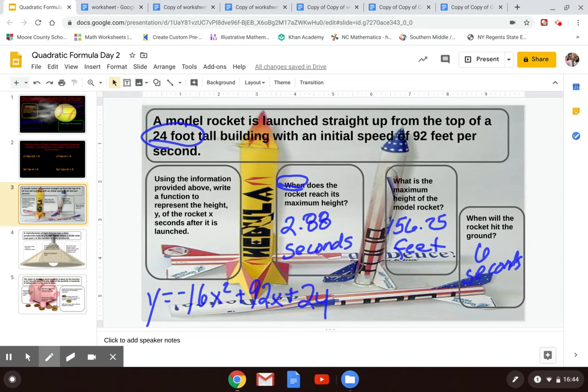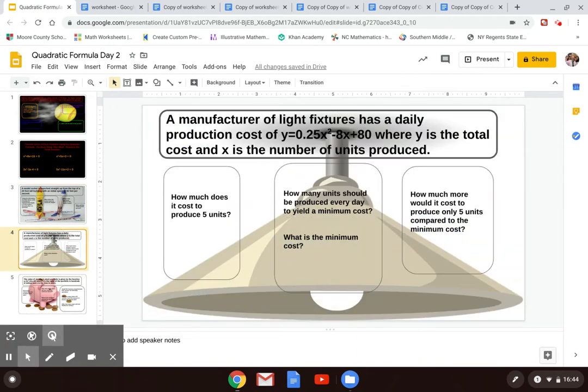Okay, so we've seen how we can use parabolas for projectile motion. So we're going to move on now and see how a parabola can be used for production and manufacturing. All right, so here's my next slide. It says a manufacturer of light fixtures has a daily production cost of y equals 25 hundredths times x squared, minus 8x plus 80, where y is the total cost and x is the number of units produced. So how much does it cost to produce 5 units?